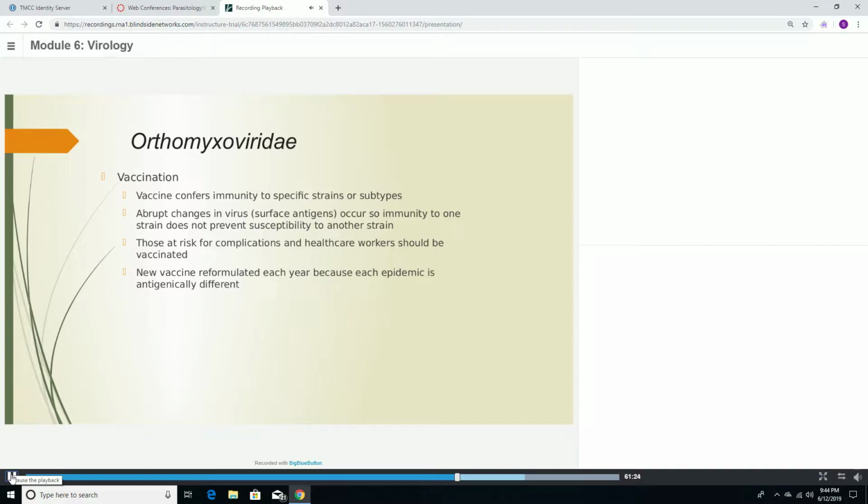Vaccination confers immunity to specific strains or subtypes. Abrupt changes in this virus or the surface antigens on the virus occur, so immunity to one strain doesn't prevent susceptibility to another strain. So again, whenever we're doing vaccinations each year, it's because these organisms are changing their antigenic variations, so we're just kind of guessing which variation we might have an infection with that year.